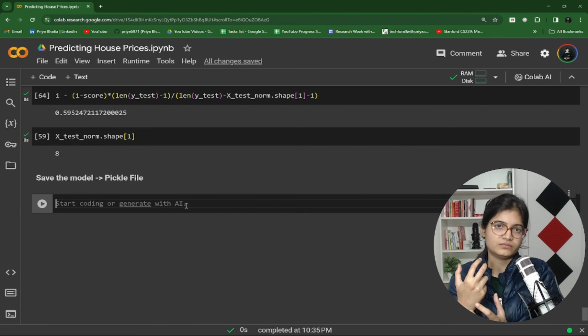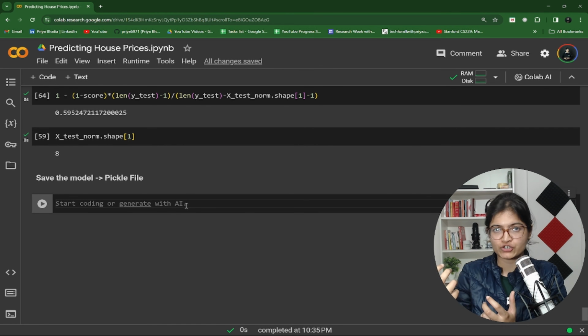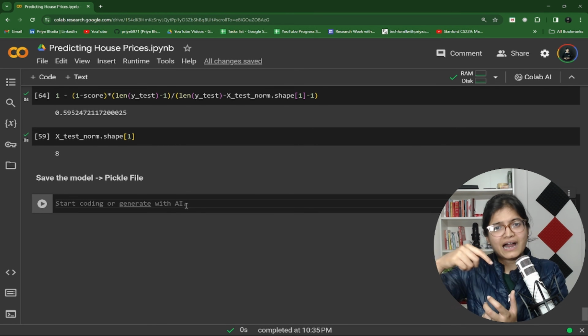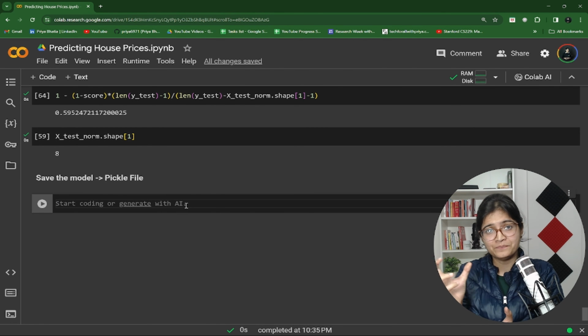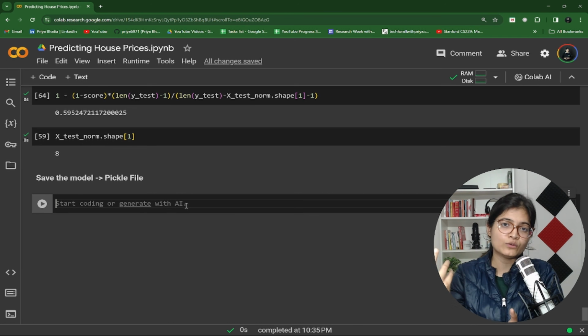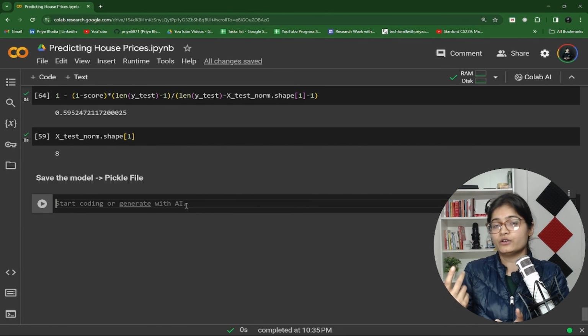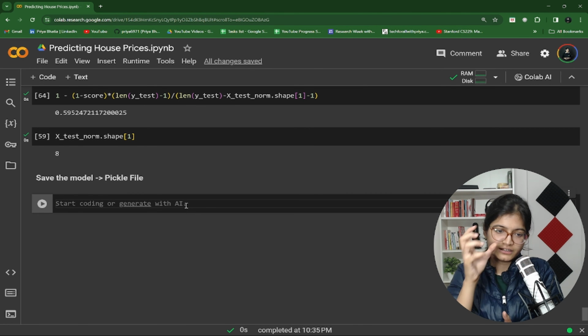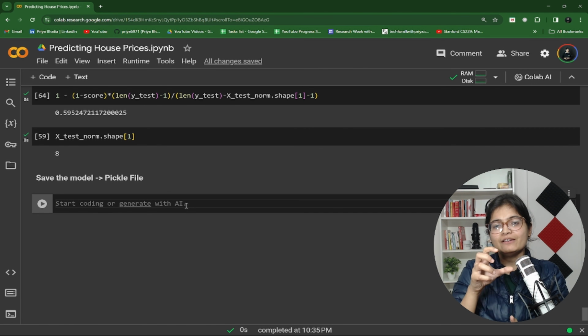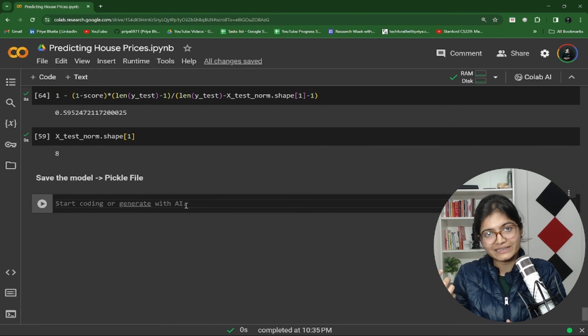Let's say in future, for more test data, I want to do the prediction. The bad idea is to start training again. Sometimes, if your dataset is image data, it can take 2 days, 3 days, 1 week, 2 weeks. So will you do the training again? No, not at all. So in practical industry work, we usually save that model in the form of a pickle file, and then use this pickle file in future to get the results on the test data.